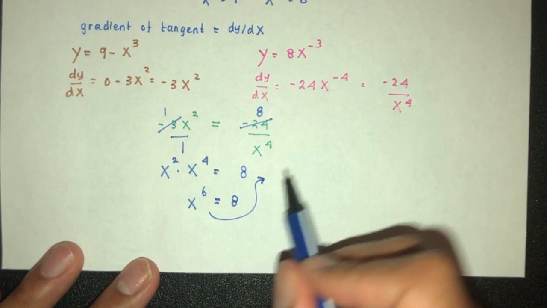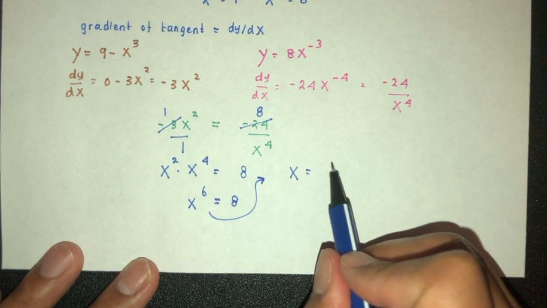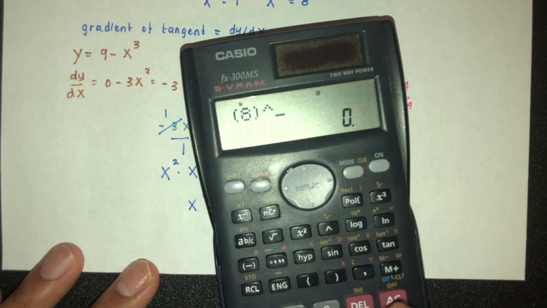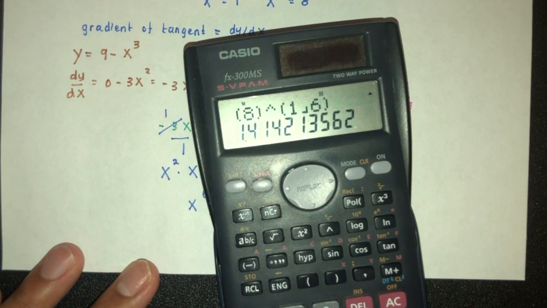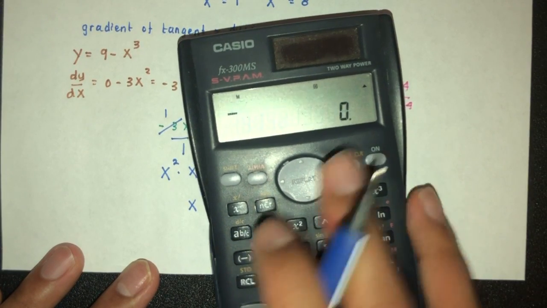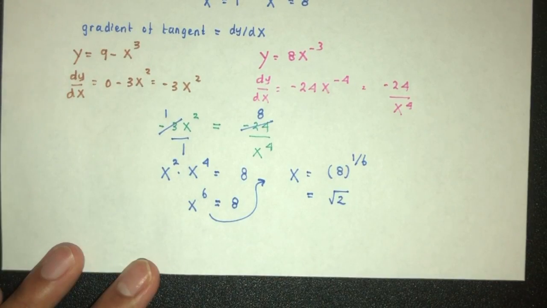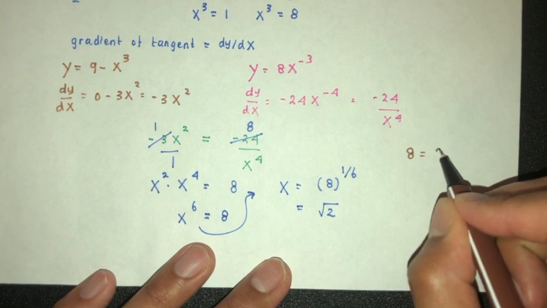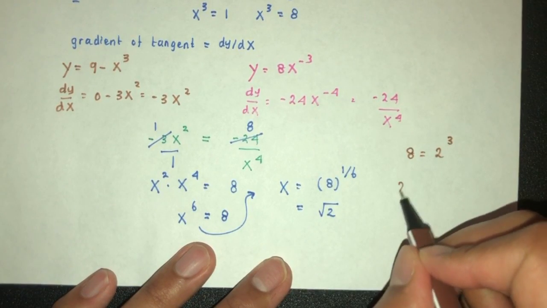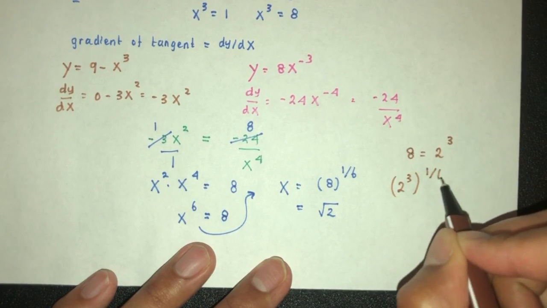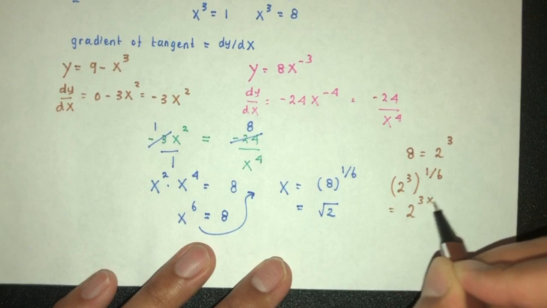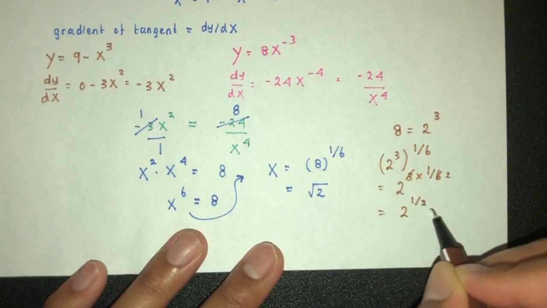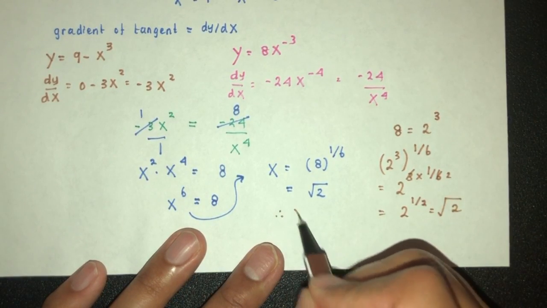So finally, x will be 8 power 1 over 6. So let's see if that is an exact value or not. So power 1 over 6, that should be root 2. Yeah, root 2. Again, we can simplify, obviously. Let me show you. So for example, I know that 8 is equal to 2 power 3. Replace, you will have 2 power 3 power 1 over 6. That will be 2 power 3 times 1 over 6. That will give you 2 power half, which is root 2. So the x value will be root 2.